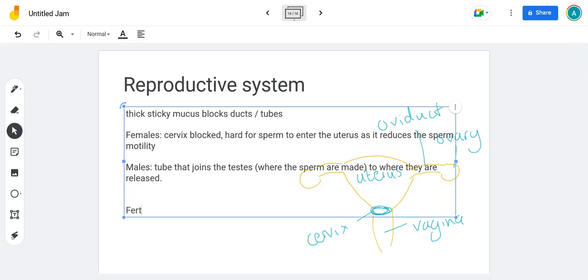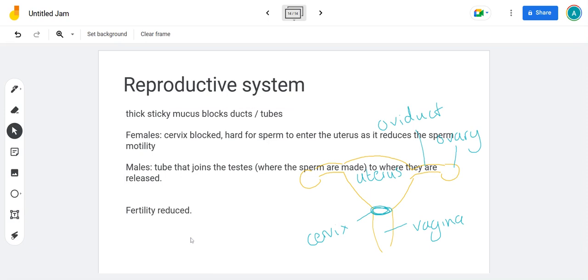So fertility is obviously reduced in both males and females that have cystic fibrosis. Okay, that brings us to the end of that spec point. Another one done.